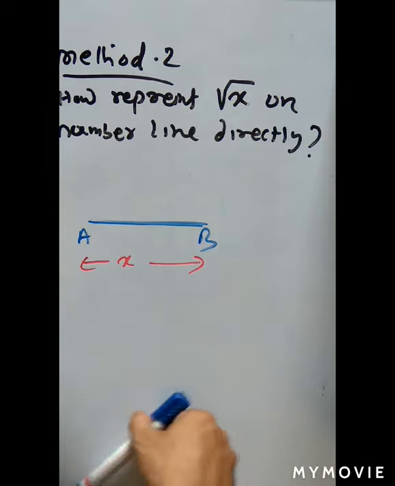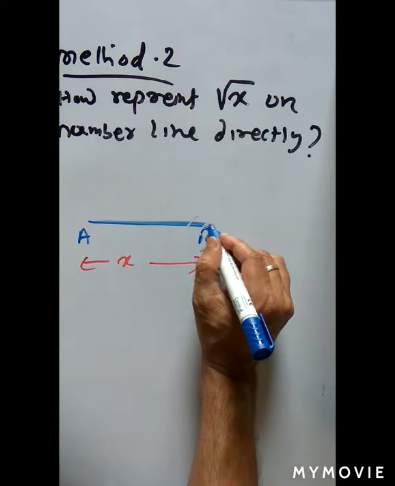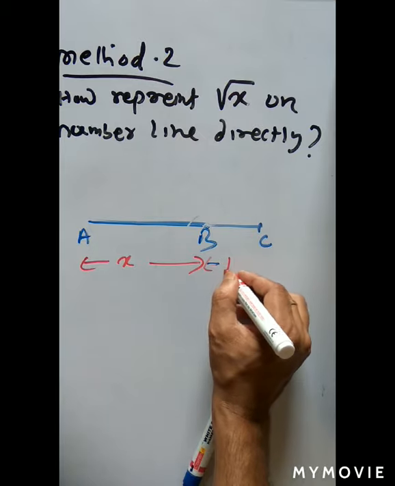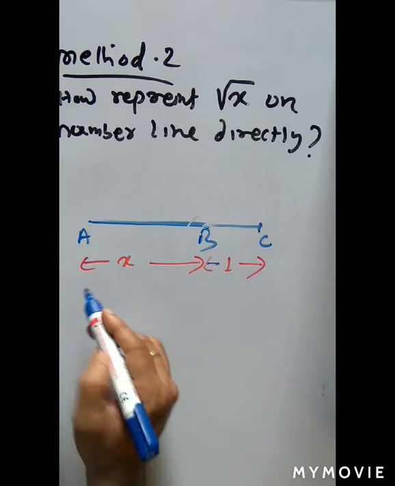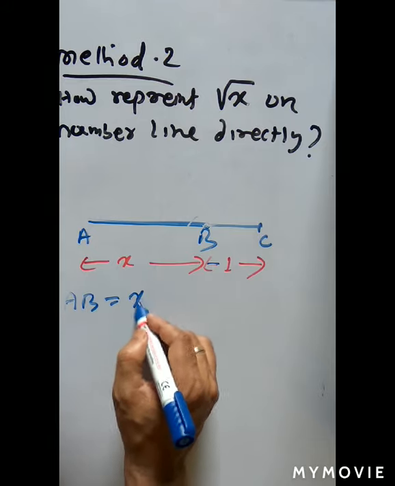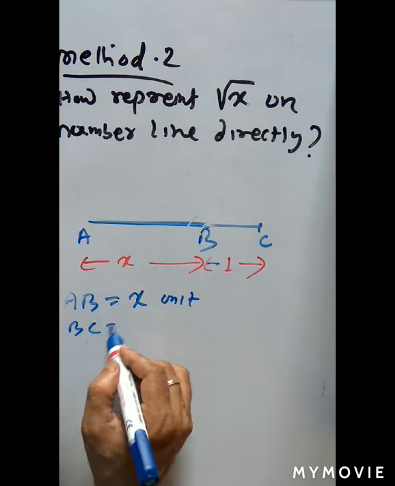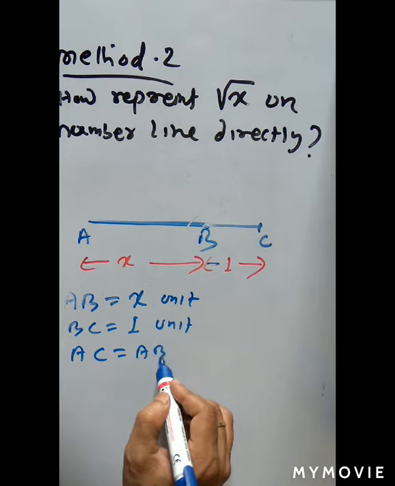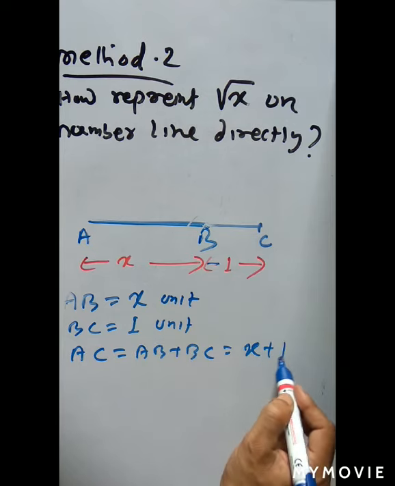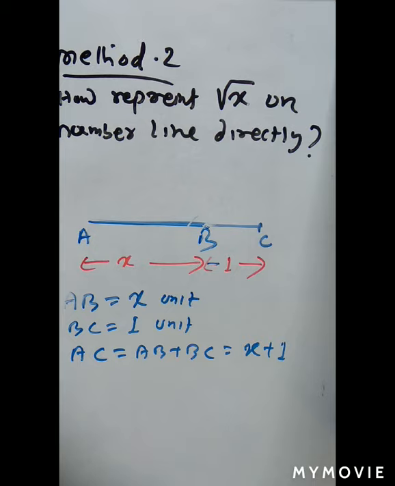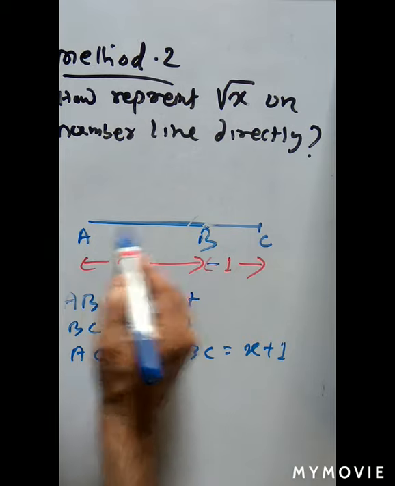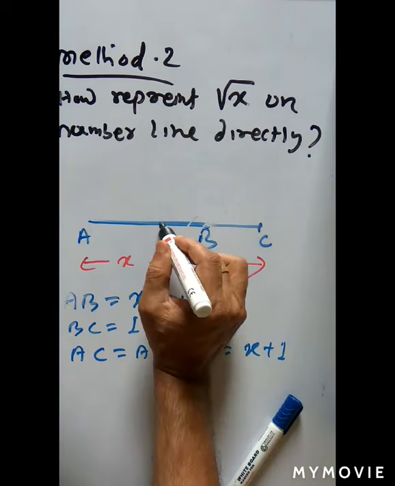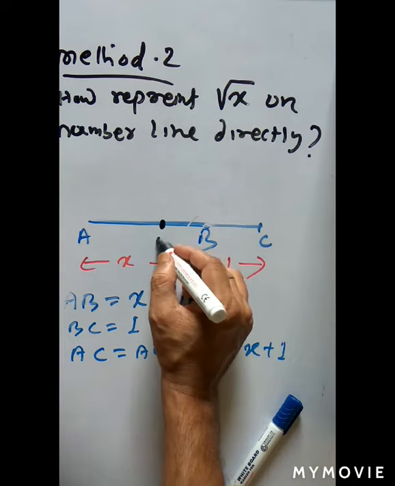Then from B you extend this line and take another line, that is BC. This BC is equal to 1 unit. So that means you first take AB, AB is equal to x units. Then BC, BC is equal to 1 unit. And AC is equal to AB plus BC, which is equal to x plus 1. So this is AC. You take the middle point of AC. Let us say this is point O.